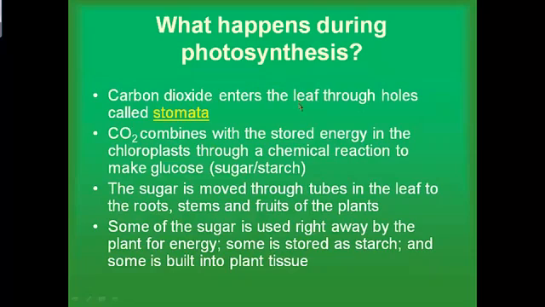Carbon dioxide, we already talked about, enters the leaf through those little holes in the bottom called stomata. The way I remember stomata, guys, is remember carbon dioxide comes in through the stomata, but also extra water that the plant doesn't need goes out through the stomata. So when the water drips off the bottom of the leaves, it almost looks like the leaves are crying.